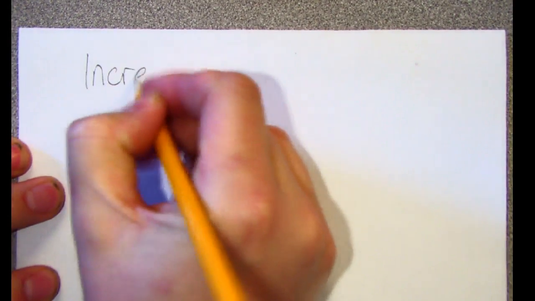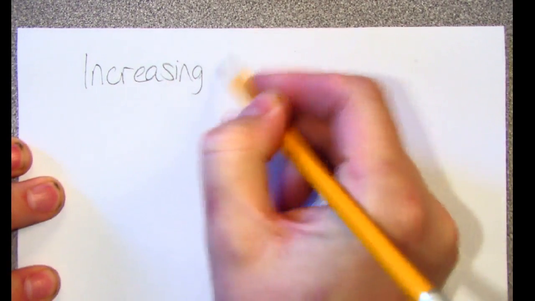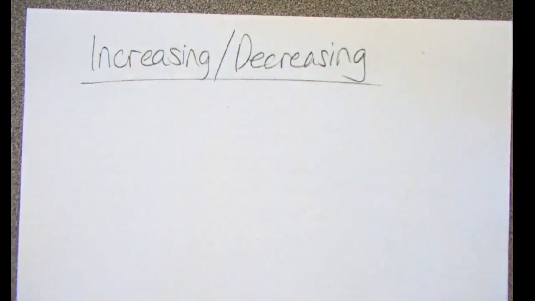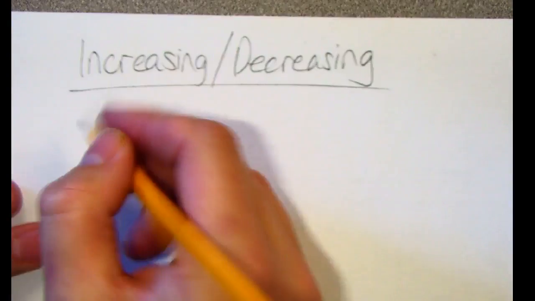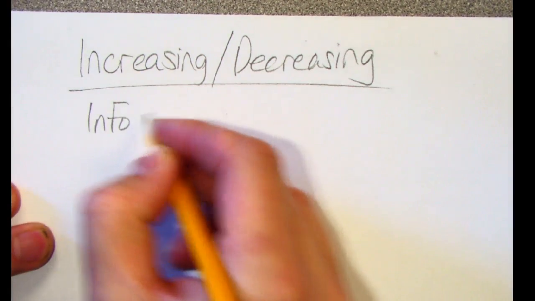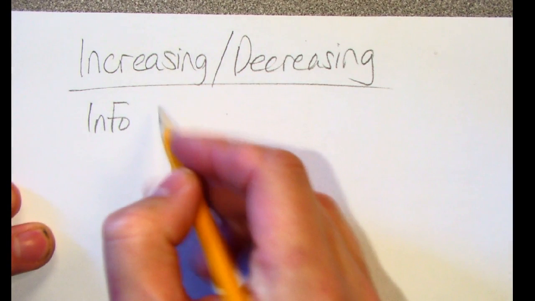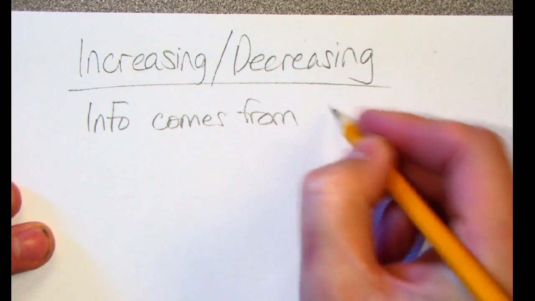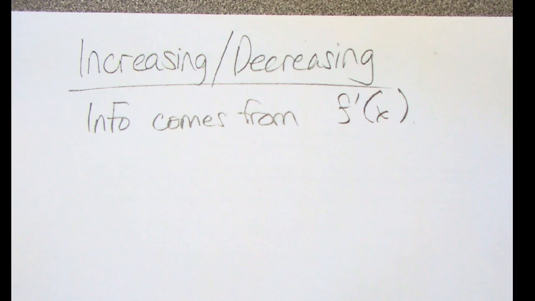Alright, we'll talk about increasing and decreasing, and how to find out when a function is increasing or decreasing without looking at the graph. So the information for that is always going to come from the first derivative. Well, it could come two ways, I guess, but we're just going to say that to make it simpler. It comes from the derivative.